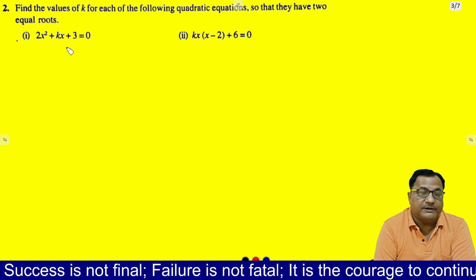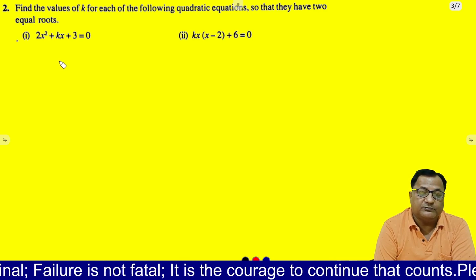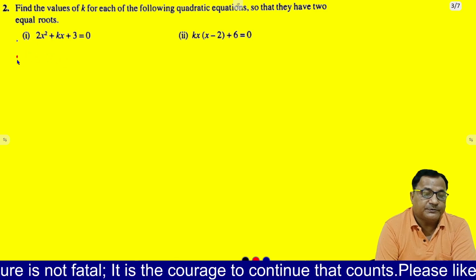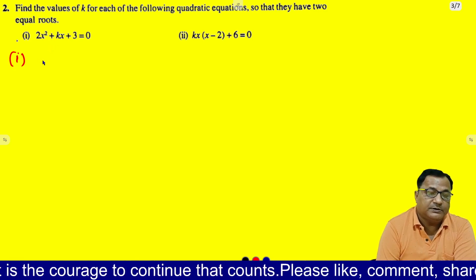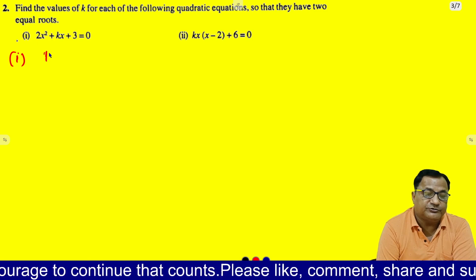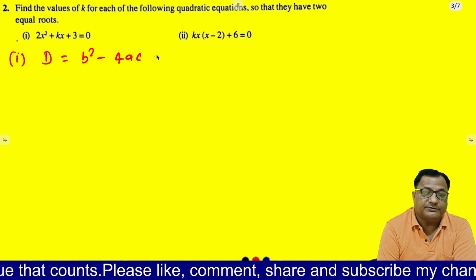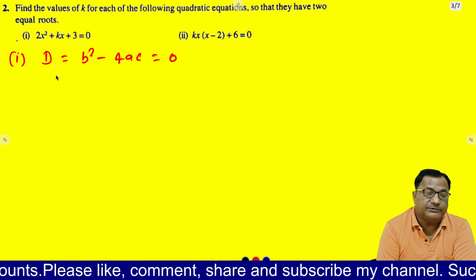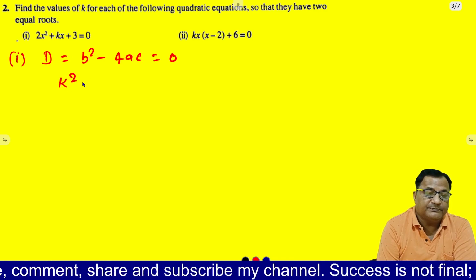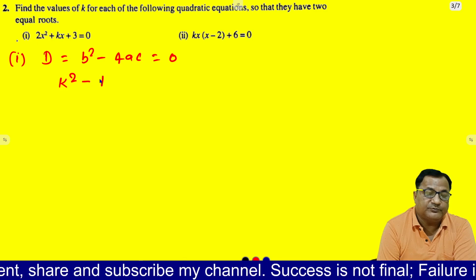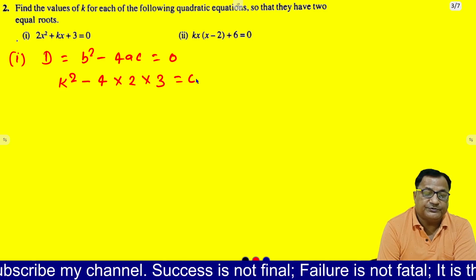We have to find the value of k for each of the following quadratic equations so that they have two equal roots. So for roots to be equal, the discriminant should be 0. So discriminant is equal to b square minus 4ac, which should be 0. So here we will put b is k, b square is k square, minus 4, a is 2, c is 3, is equal to 0.